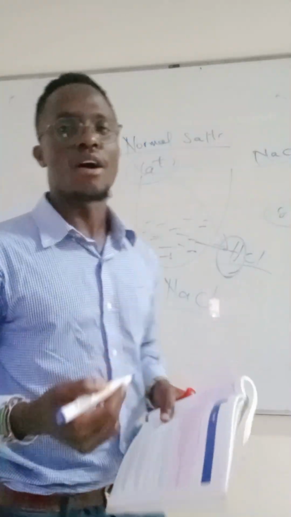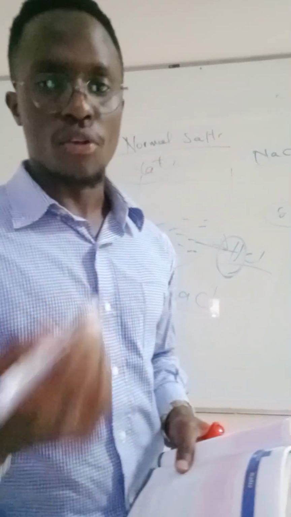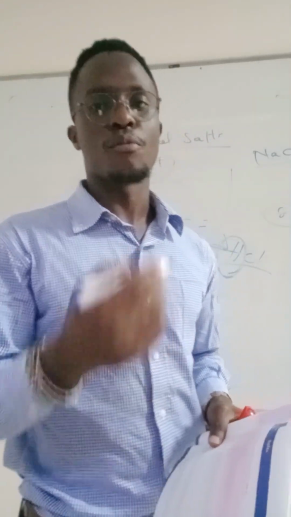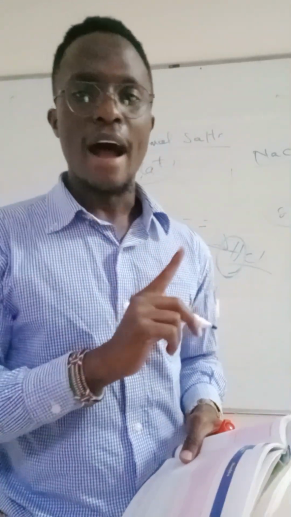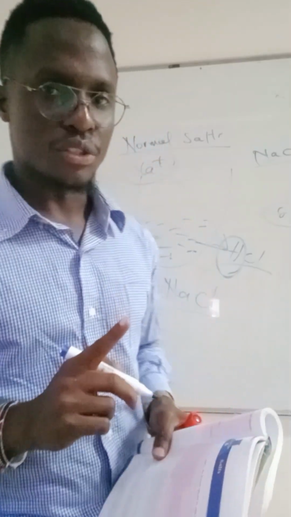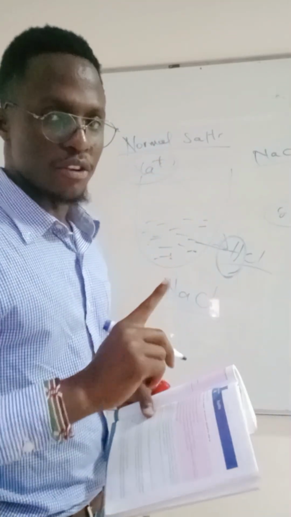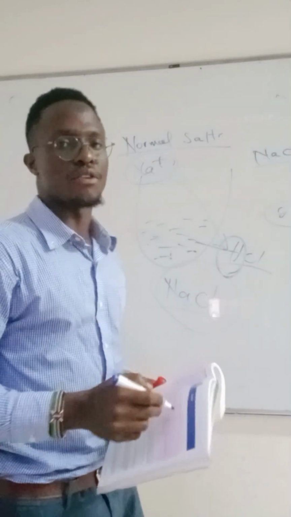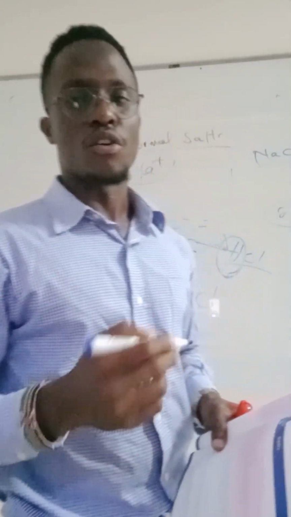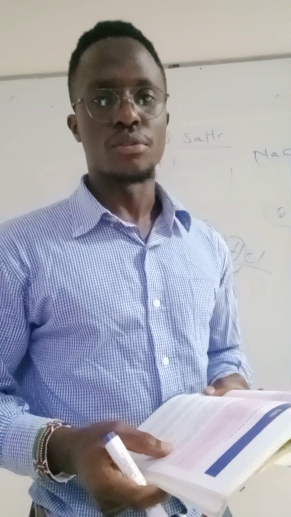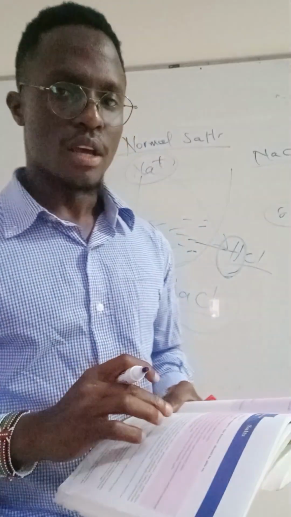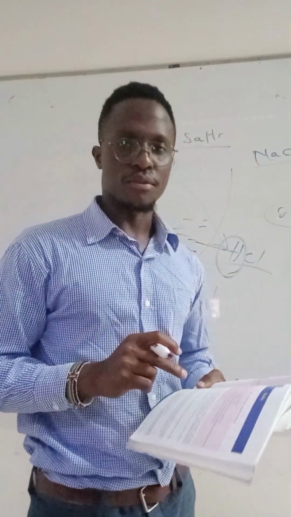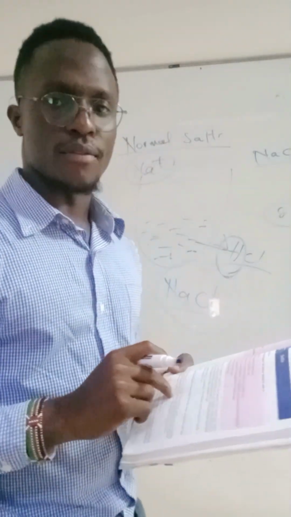That is how sodium chloride is formed, and sodium chloride is a normal salt. It doesn't have any replaceable hydrogen atom, so we call it a normal salt. I hope you have understood. If you have a question, just comment down so that I can answer you.